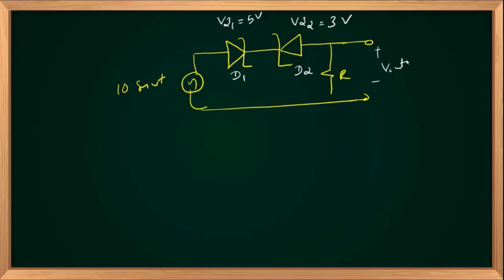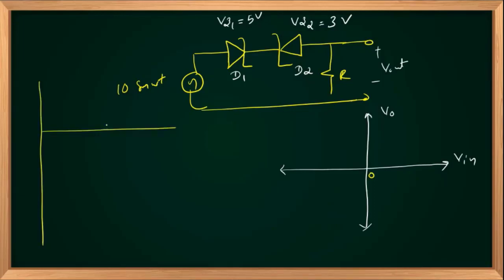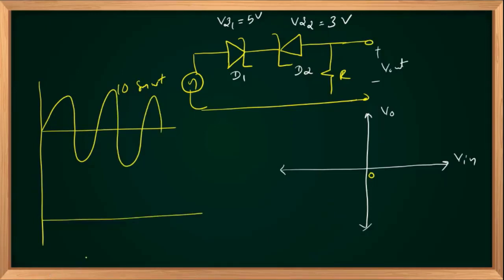You are asked to identify or plot the transfer characteristics of the given circuit. As I said earlier, once you are clear with the transfer characteristics, you can easily plot the output waveform. And input is varying between +10 and -10. Right? So how to identify the operation of the given circuit.